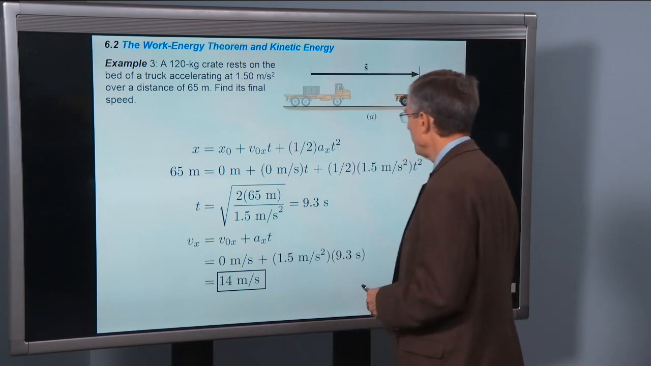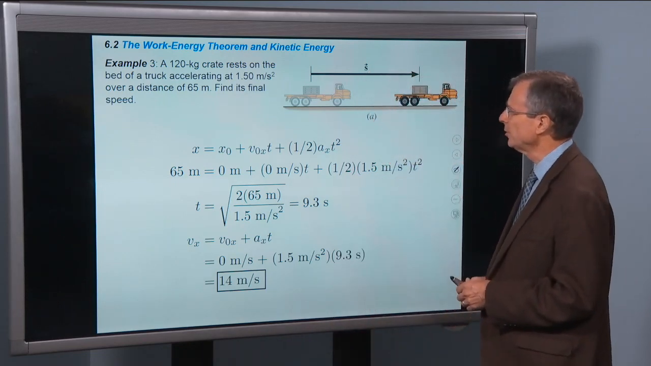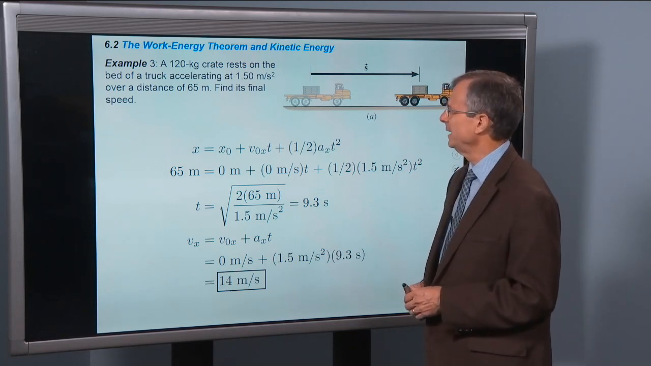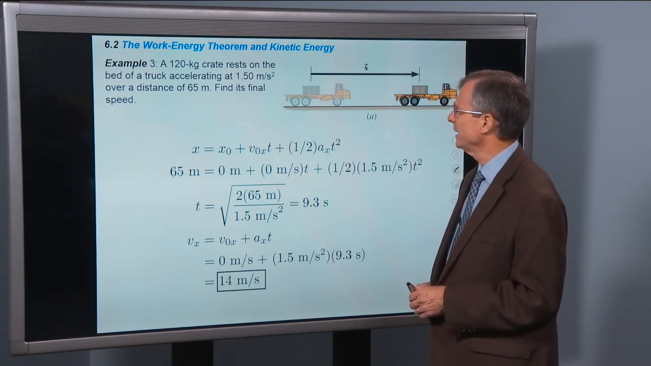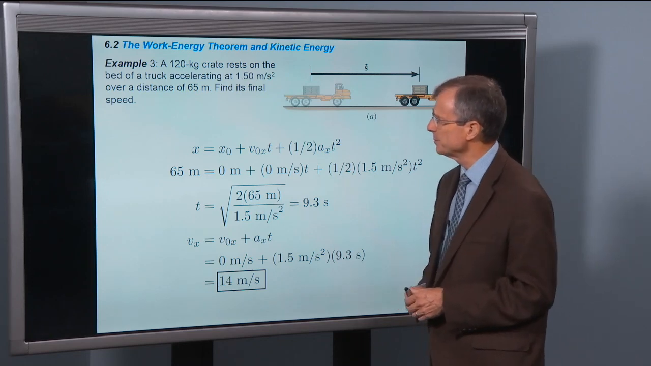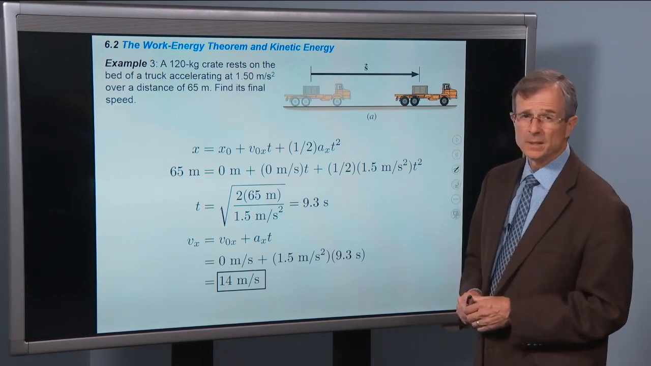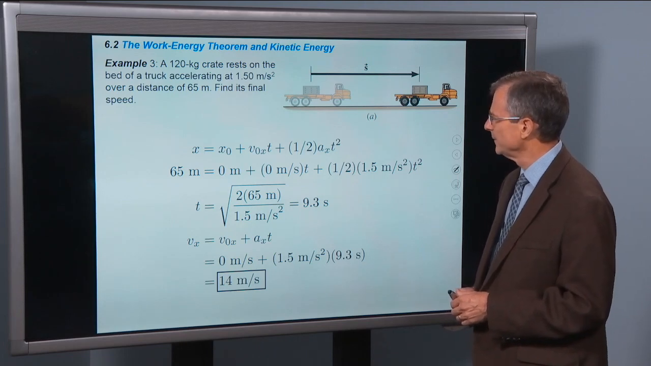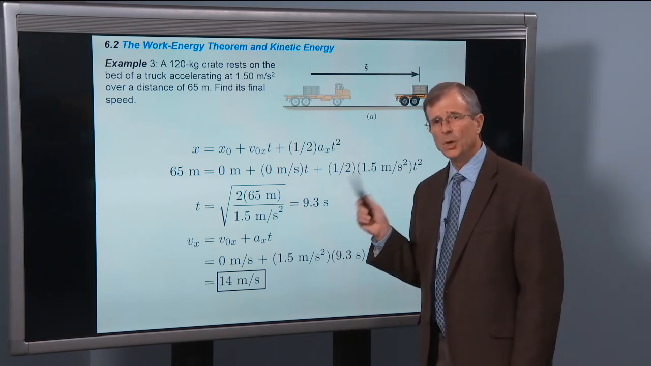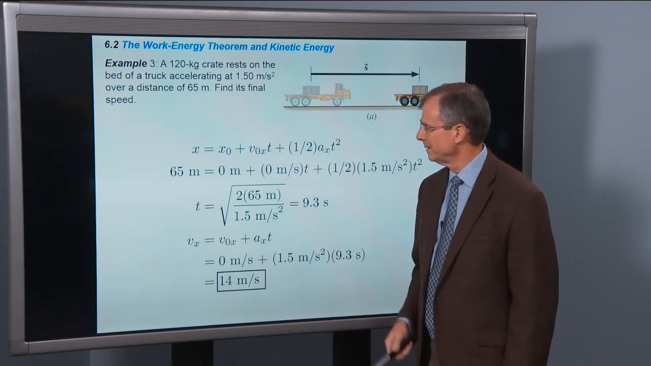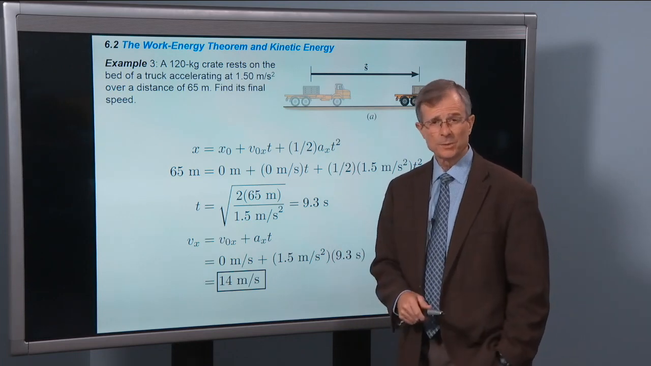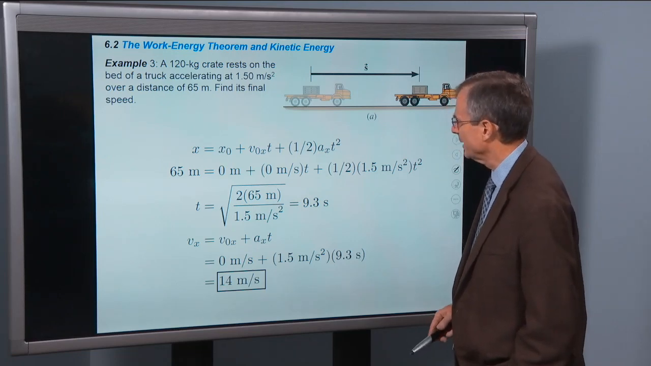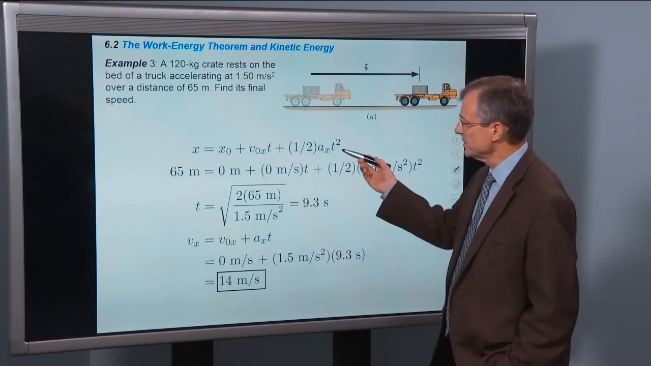All right, let's go back to our crate problem. A 120 kilogram crate rests on the bed of a truck accelerating at 1.5 meters per second squared over a distance of 65 meters. Find its final speed. So we're going to do this the old way, which I hope to convince you is the hard way compared with the new way that we have of looking at it. We can use the equations of kinematics.